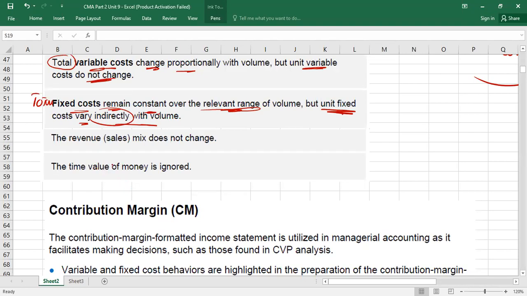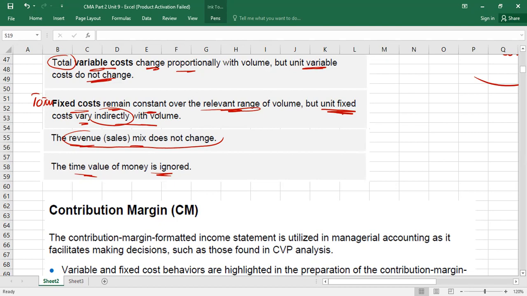Then the next assumption is that the revenue and sales mix does not change. We will understand this point once I teach you about multiple products and how to calculate the break-even point. So far, ignore this point. And next, time value of money is ignored. We are not going to calculate any present value, although this decision is for the future. That is why time value of money is ignored. For the sake of theoretical questions, you should remember these points, because questions could be theoretical also.